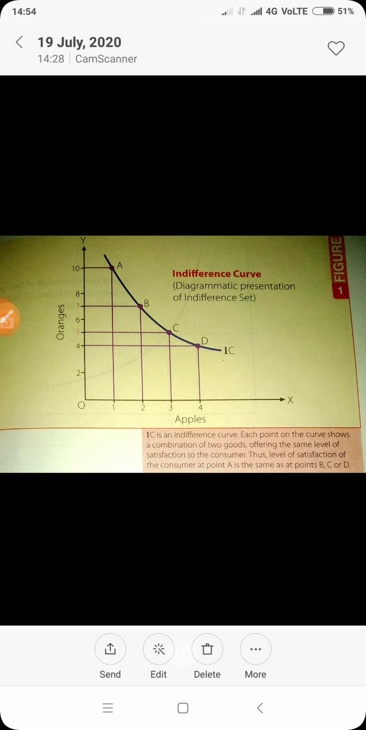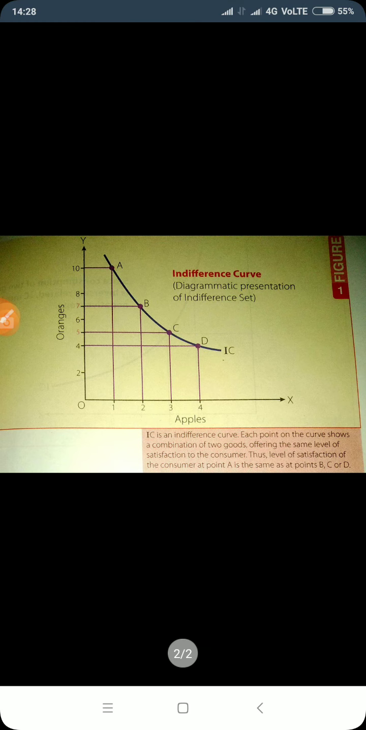So you can see the shape of the indifference curve. It is downward sloping from left to right. Moreover, the indifference curve is always convex to the origin. We have discussed in class 10 about lenses or mirrors, convex mirror and concave mirror. The one having such a shape is convex. So it is always convex to the origin, and it would never touch either the x-axis or the y-axis.